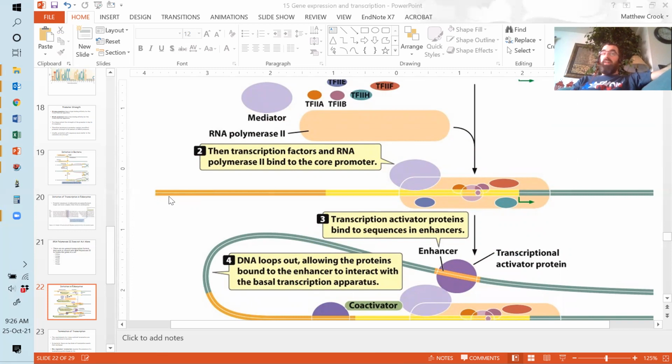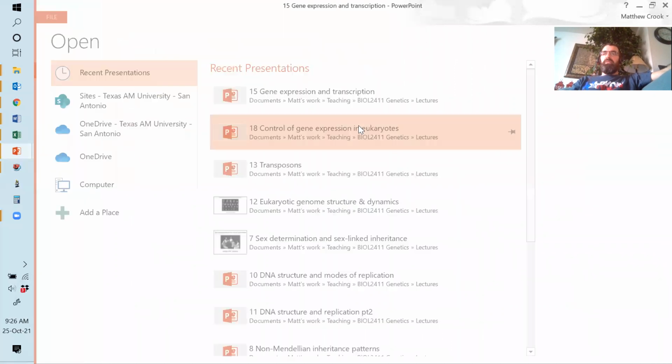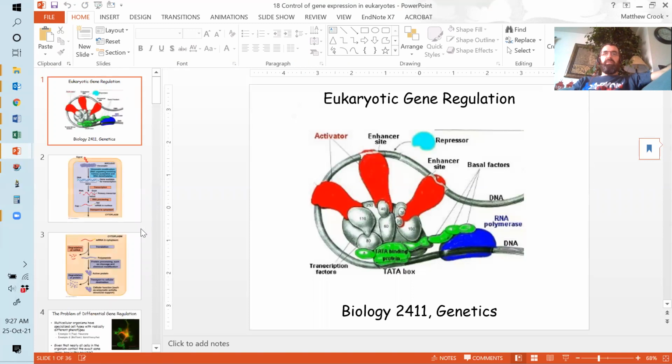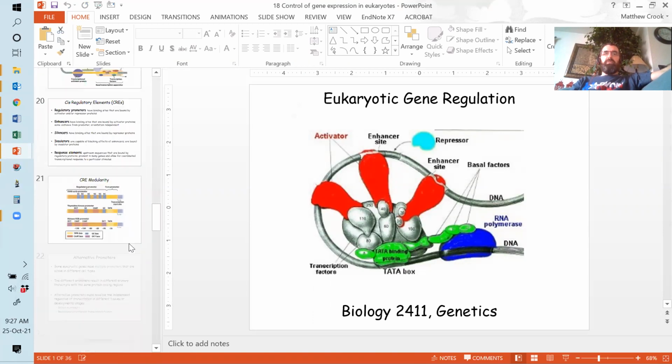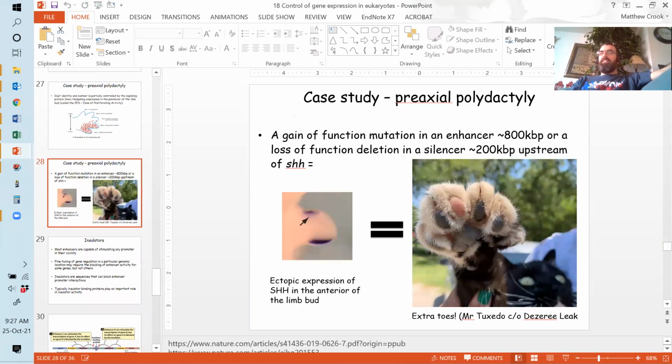And actually, fun fact, let's see if I can open this. I just want to show you a fun picture that a student sent me. This is Mr. Tuxedo, there you go, from a student in, I think it's summer or fall, spring, something like that. Can't remember.